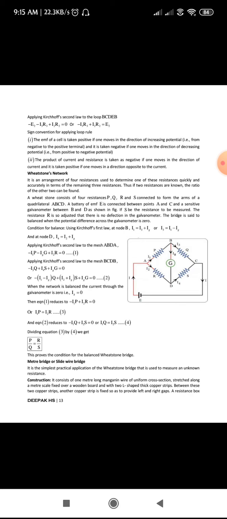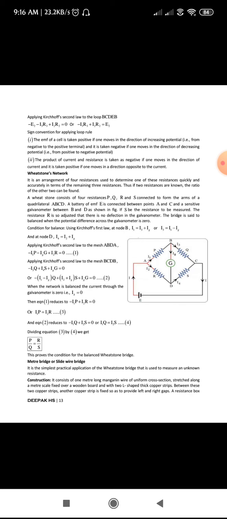Next, see here, let us apply KCL and KVL to this Wheatstone network. By making use of this Wheatstone network, we are going to find the final expression. So see here, let us apply the KCL. KCL is Kirchhoff's current law, or Kirchhoff's first law we call it, right? So apply that.